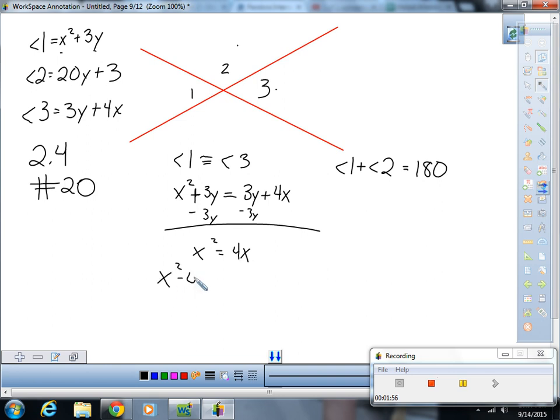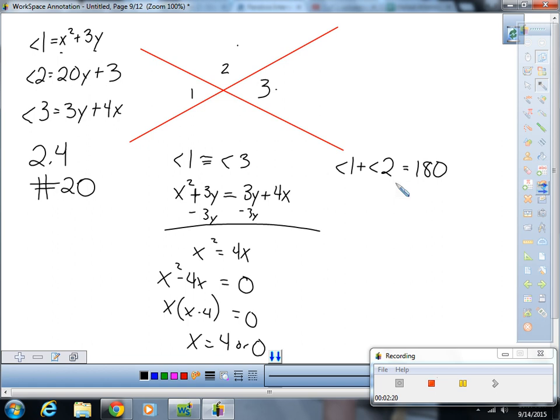X squared minus 4x equals 0. So x times x minus 4 equals 0. So x equals 4 or 0. Okay? Well, we'll come back to that. So now let's come over to this equation.